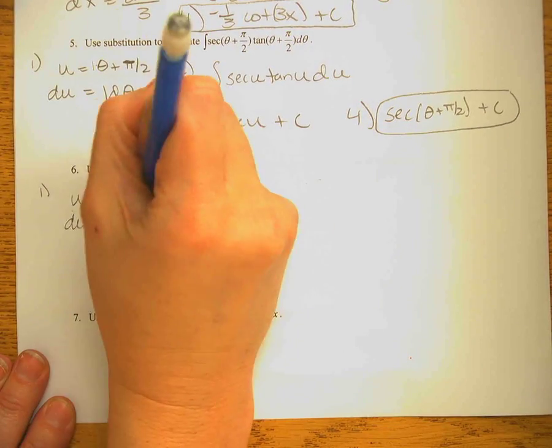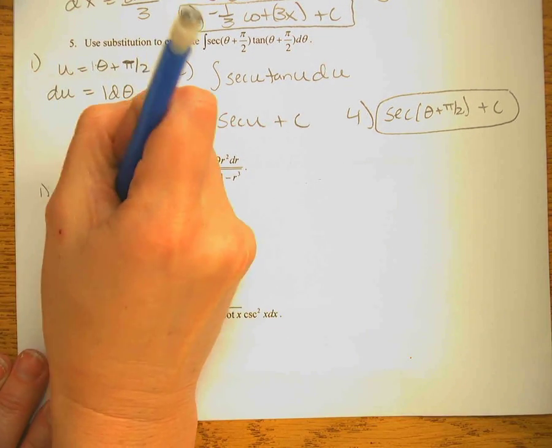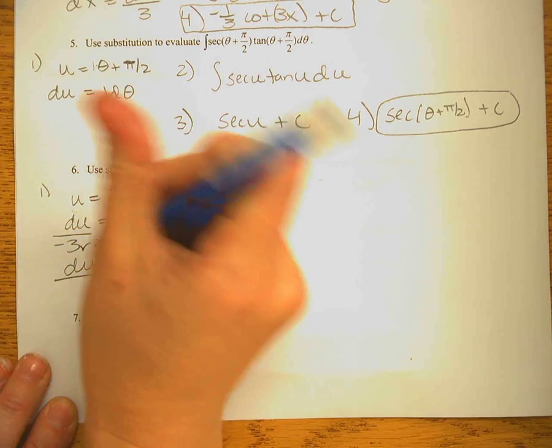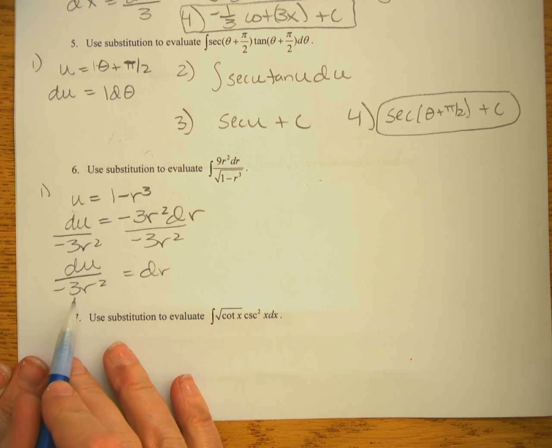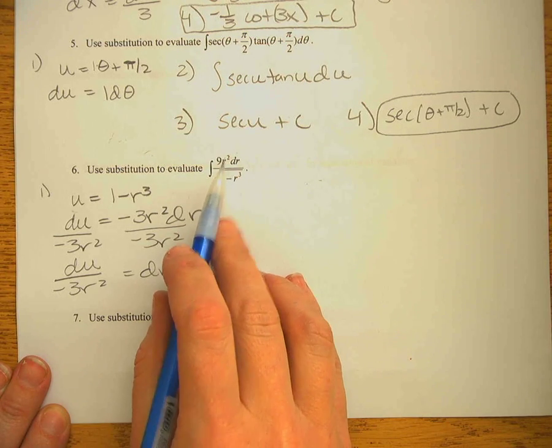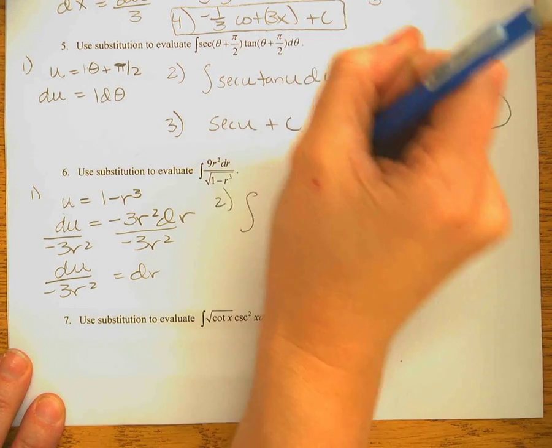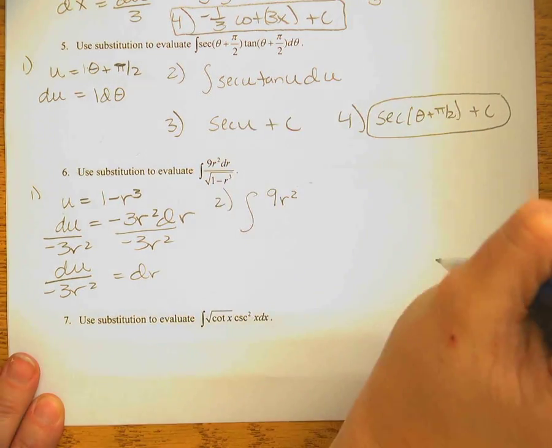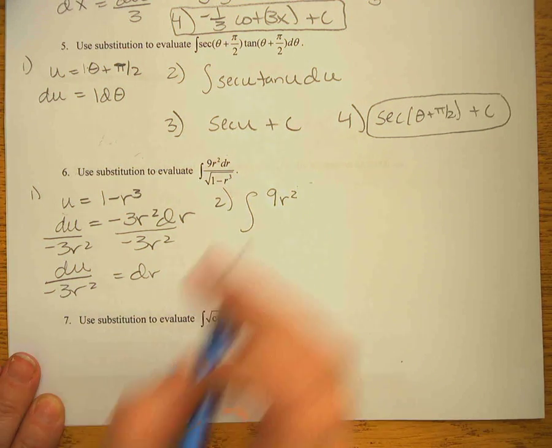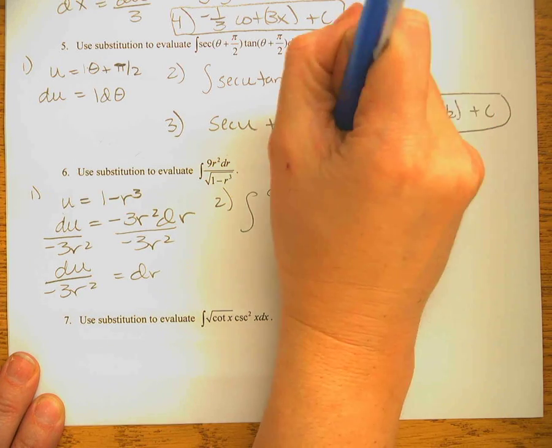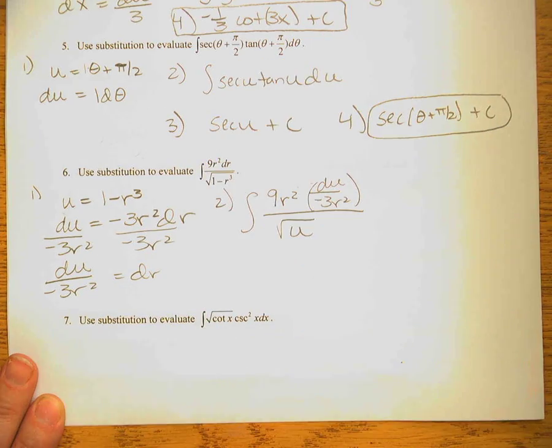and that is going to make dr equal to du divided by, this is the key right here, negative 3r squared. This division by negative 3r squared is going to cancel out that r squared. And so you'll see that right now. So we're going to substitute right now. So I've got 9r squared times dr, which is this, times du divided by negative 3r squared. All that divided by the square root of u.